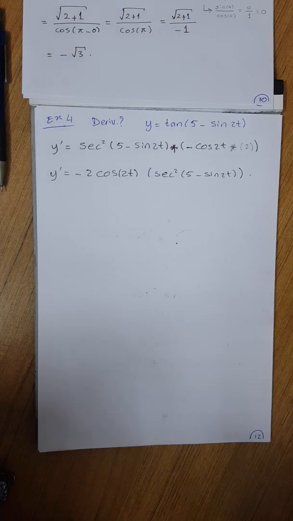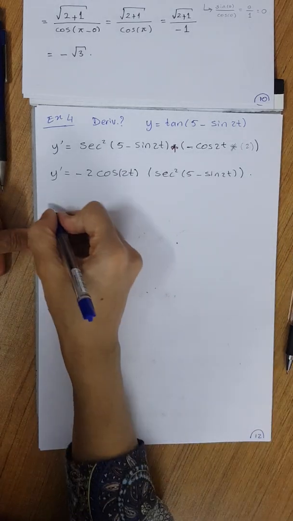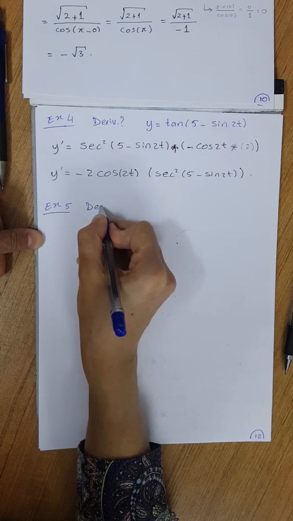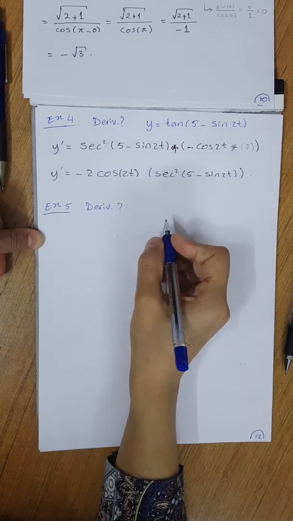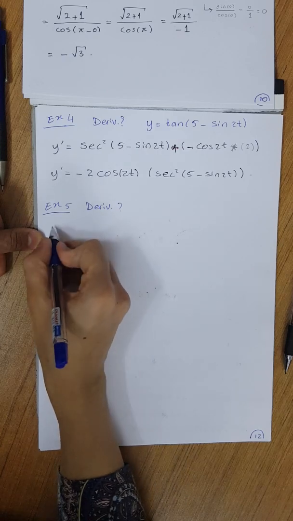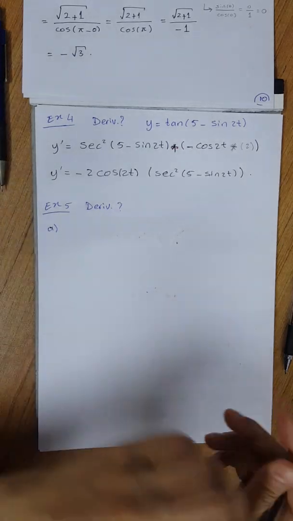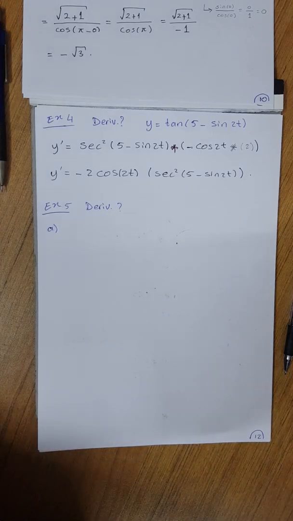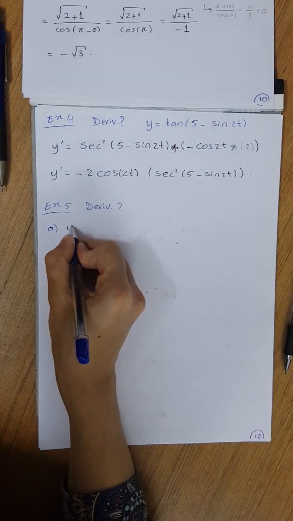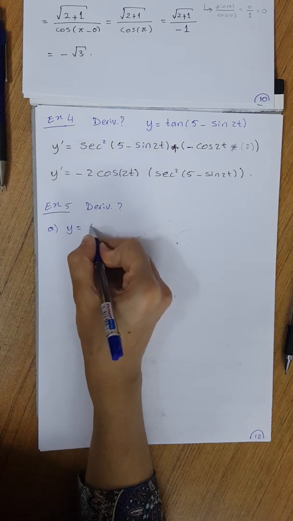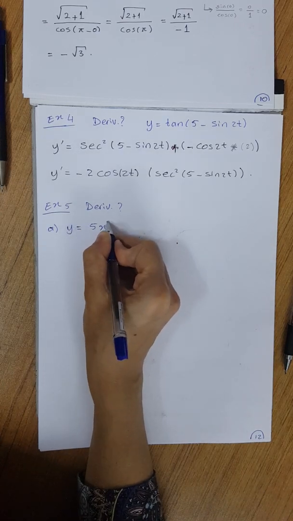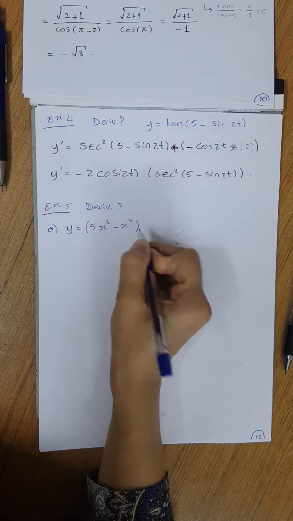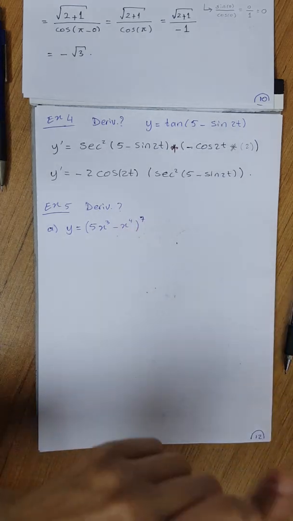We have got example 5. Again, of course, it's required from you to find the derivative of the function. I think 3 functions are given to us. So the first one says find the derivative of y that's equal to (5x to the power of 3 minus x to the power of 4), all to the power of 7.